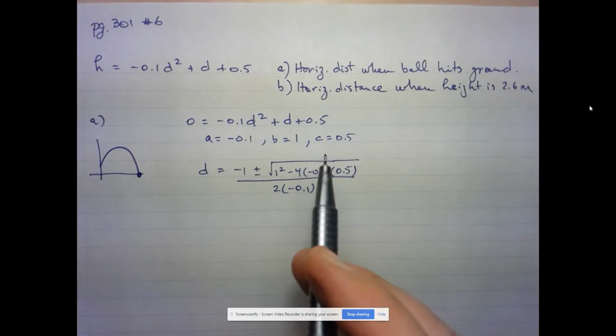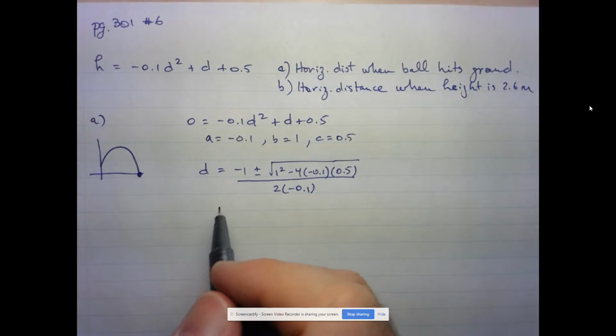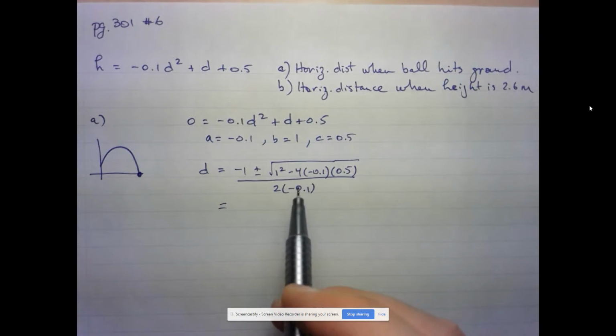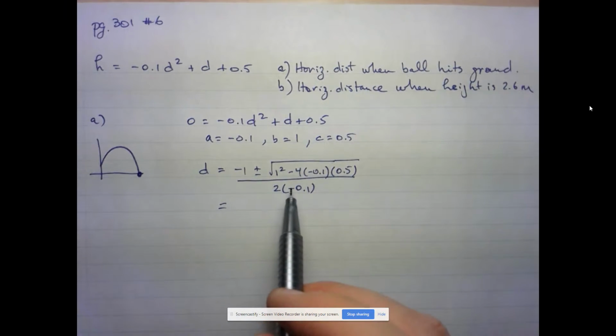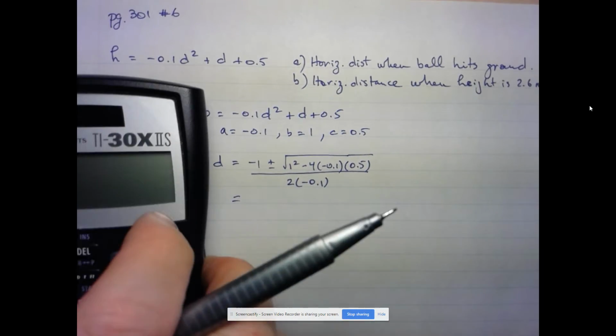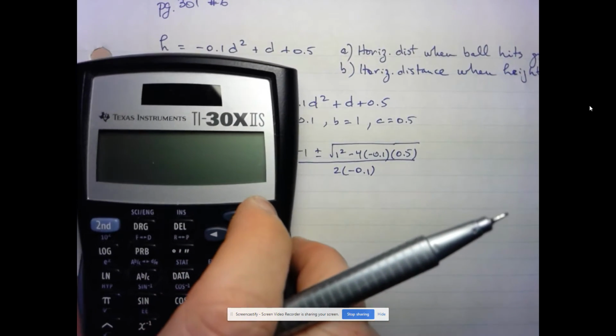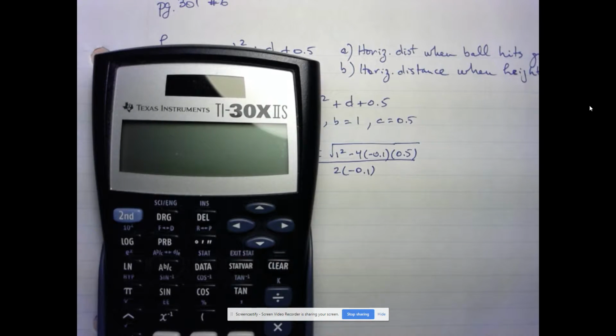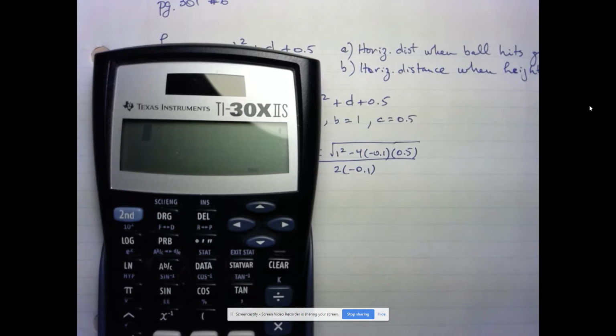Okay, and because it's a context question, they even tell us the expectation is that you're approximating this. Okay, but what I'm going to suggest you do is you simplify it a little first, and then put the whole thing inside the square root in the calculator. Okay, so let's work here. So what do we have? I'm going to start by simplifying what's in the square root. So we've got 1 squared, which is 1, minus 4 times negative 0.1 times 0.5.